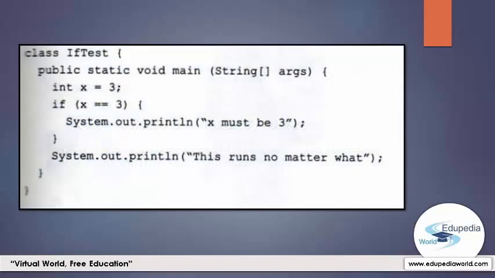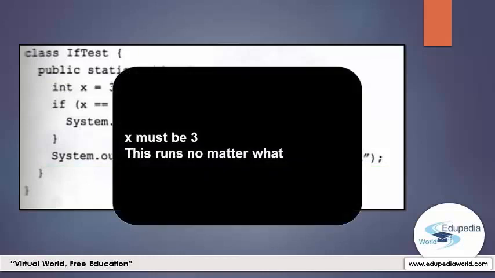Now look at this example. The code in the example executes the line that prints "x must be 3" only when the condition x equal to 3 is true. Above the if statement, we declared the variable x and initialized it as 3. Yes, this condition will return true. Therefore, we can go inside of this if statement and print the line "x must be 3". And then we have to go outside of the if statement. There you can see another print statement. This runs no matter what. In the output, we got two lines: "x must be 3", and "this runs no matter what".